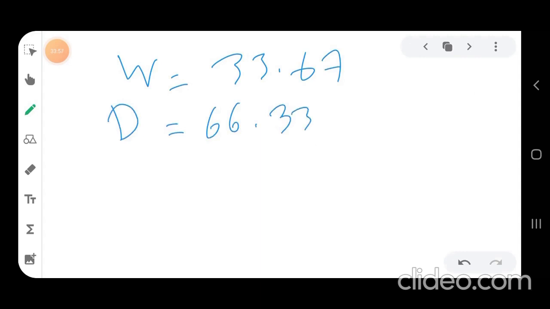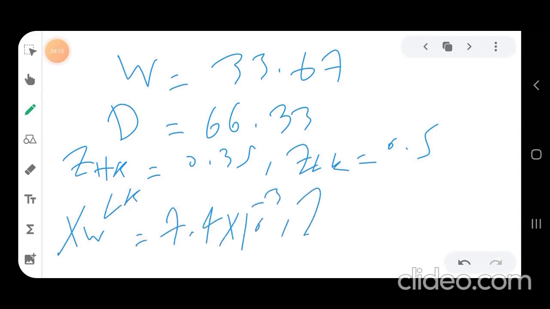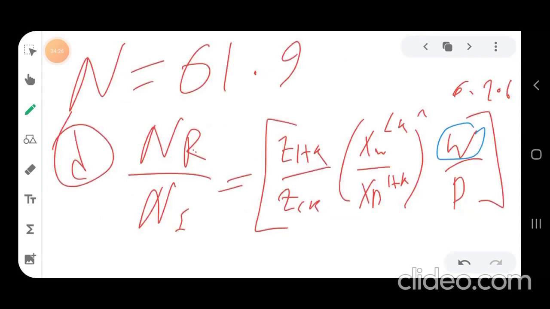It is given in the question that ZHK of the heavy key in the feed is 0.35, which is 35%, and ZLK is 0.5, which is 50%. And we already determined XW of the light key as 7.4 × 10^-3, and XD, the distillate composition of the heavy key, which is again very small, as 0.024. So we have everything ready. We can plug it here, here, here. So you know, you get the idea why we are doing this material balance before.